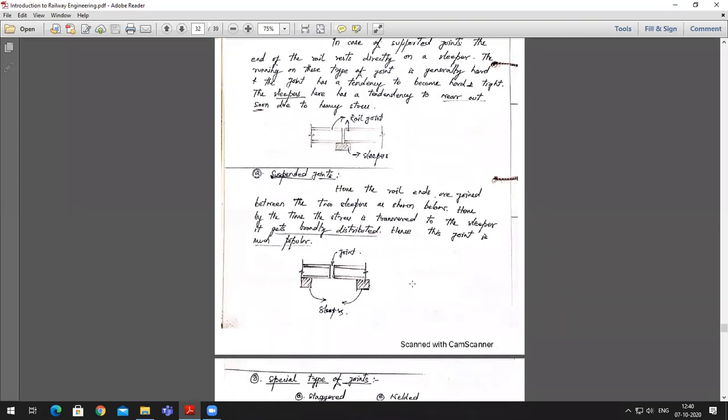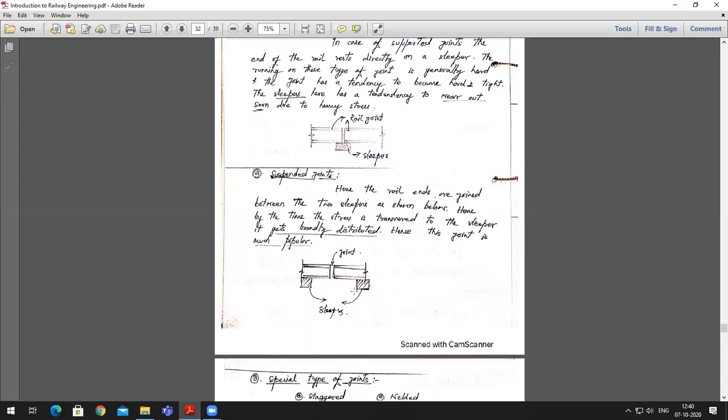Next, on similar grounds, if this is the joint and it has no support at the bottom, then we call such a joint a suspended joint. Now all these images which I have been showing here are when you look at the track from the side. It's not the cross section or the plan, but an elevation. So this is how the sleeper would look.